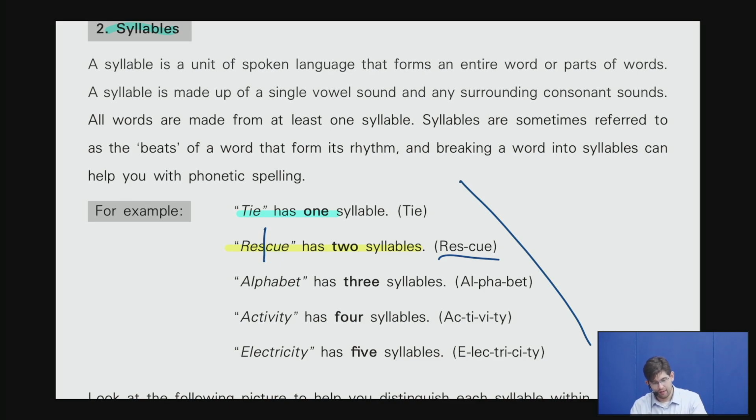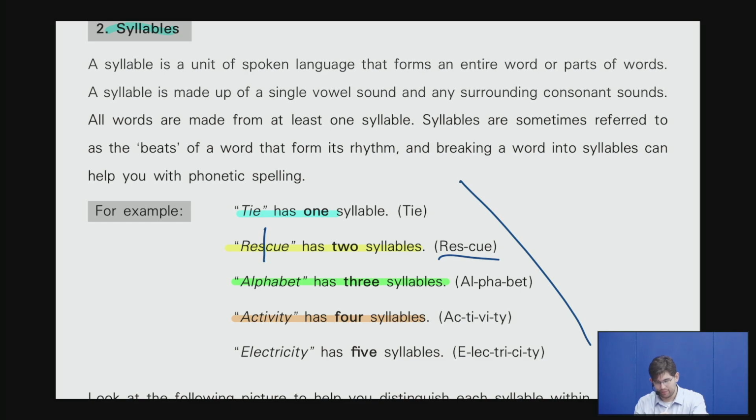All right? Our next one is alphabet, and alphabet has three. So if I wanted to clap this together, we could use our example on the right, again, like Google would show. And there's three sounds in this word. Our next example is activity. Activity is a four-syllable word, and just so you can hear it, let me clap it for you. And these are all the different sounds creating this word.